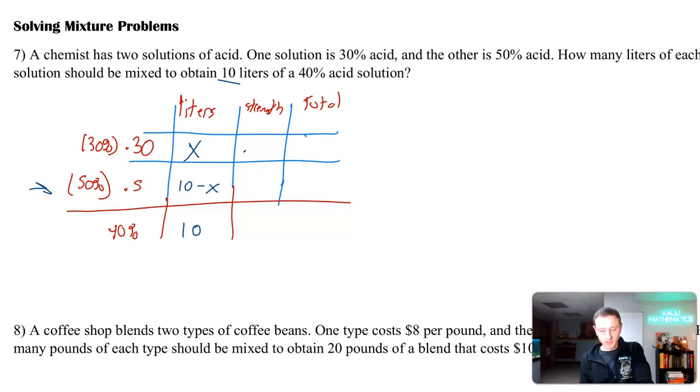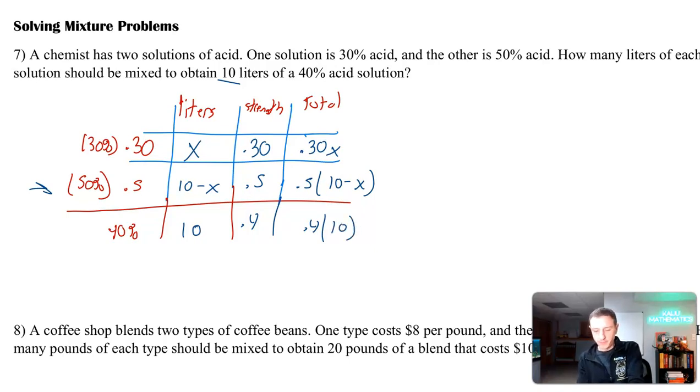Strength is just going to be the percentage, so 30% and 50%, put as decimals, and then 0.4. And then the total is liters times strength, so that will tell us the total value there. So 0.3 times x, 0.5 times 10 minus x, and 0.4 times 10. We're just multiplying those columns together.